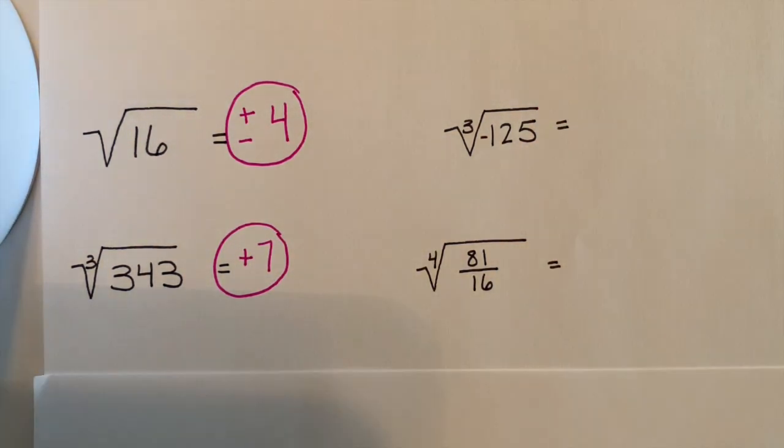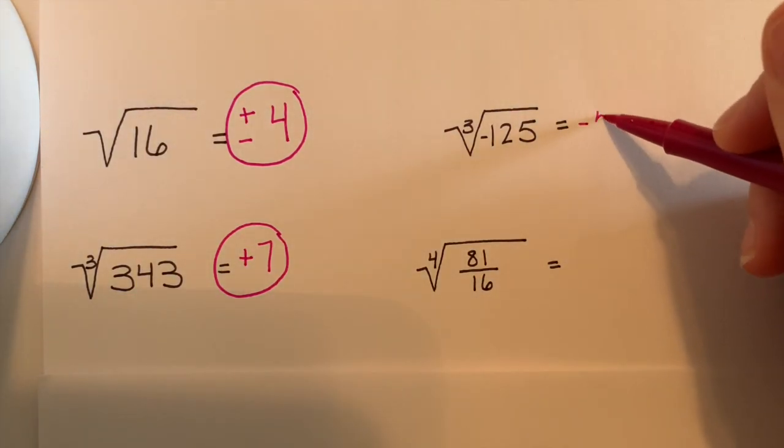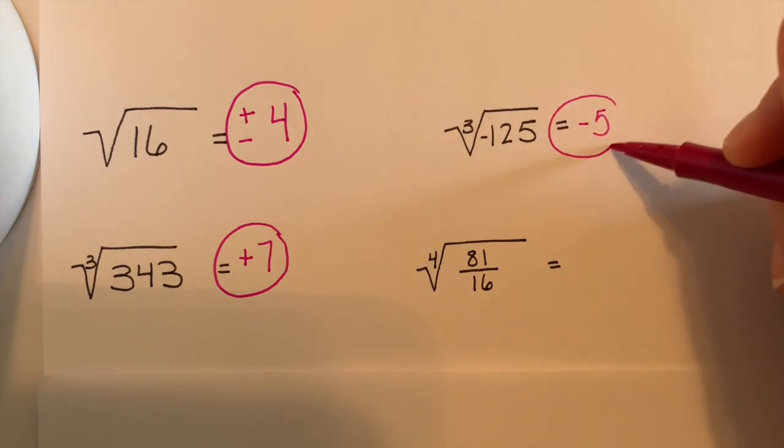Next, we're going to move to this one up here. We have the cube root of negative 125. If you look at your chart, we have an odd index, but this time we have a negative radicand. So in this case, you're going to get negative 5 as your final answer.